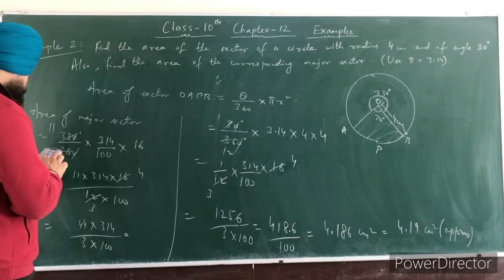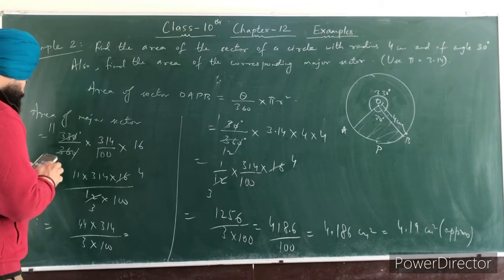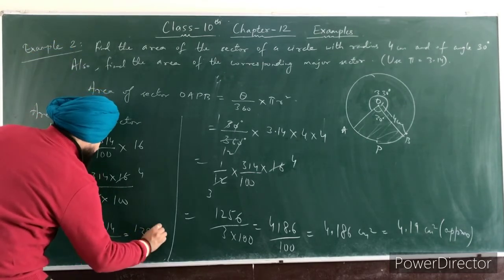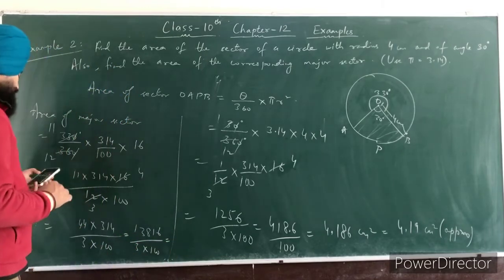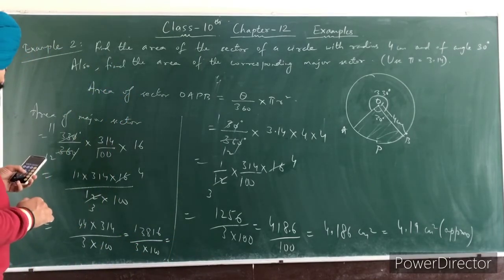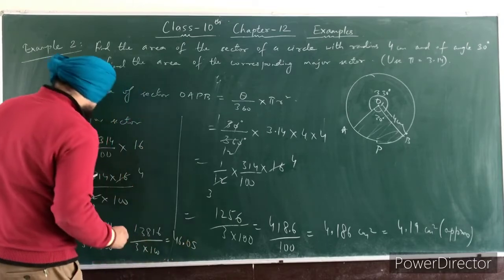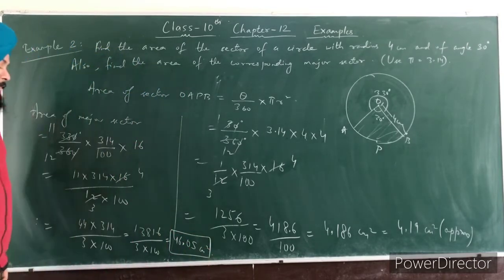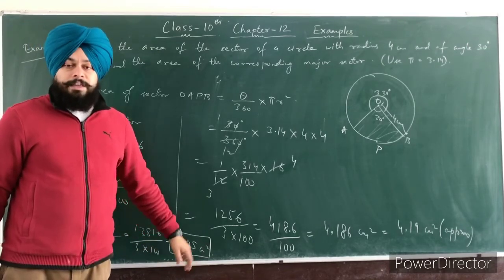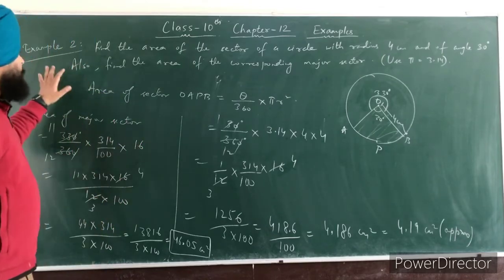314 multiplied by 44 is 13816. On dividing by 3, we will get 4605. Divided by 100, the answer is 46.05. 46.05 centimeter square. So this 46.05 centimeter square is the area of the corresponding major sector. Alright students. So this is example number 2.